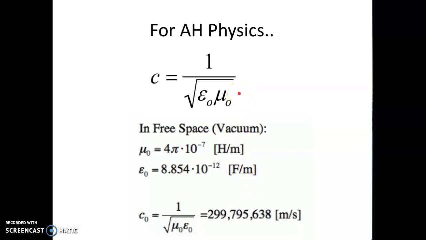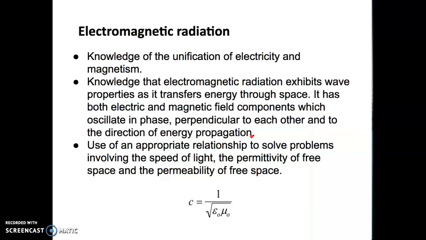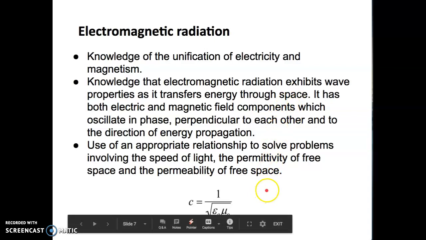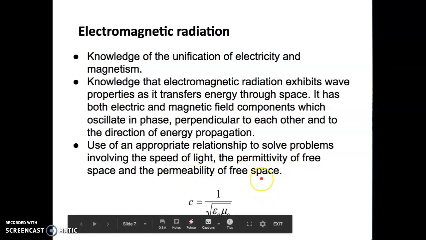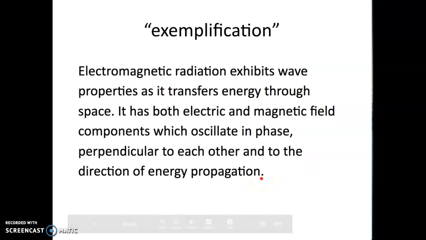So hence, in a vacuum, and it's important that it is in a vacuum, the speed of light is always constant because it's based on two constants. So this is what you need to know. Just that electricity and magnetism are unified for electromagnetic radiation. We'll come back to this one along here, and then the appropriate relationship to solve problems involving the speed of light, permittivity and permeability. What problems can you get with that?